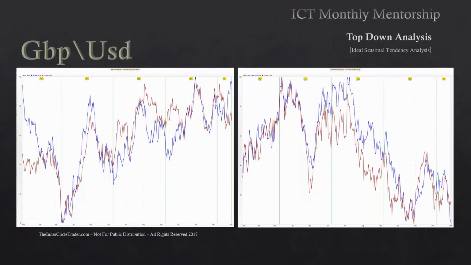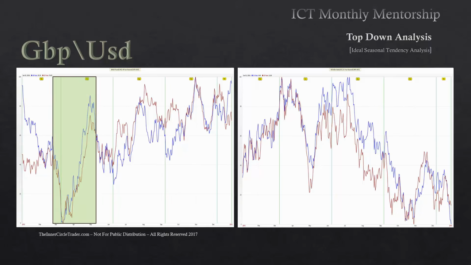Okay, next one we're looking at is the cable, or British pound versus US dollar. The chart on the left is the British pound futures price and seasonal tendency, and the dollar index is on the right-hand side, seasonal tendency for the futures price as well.